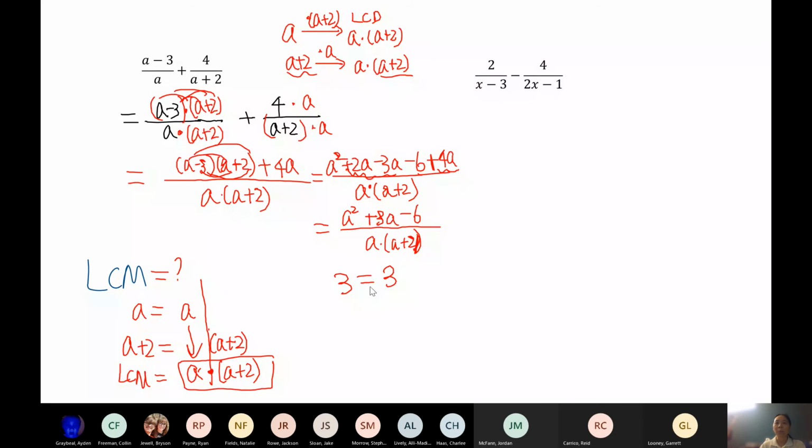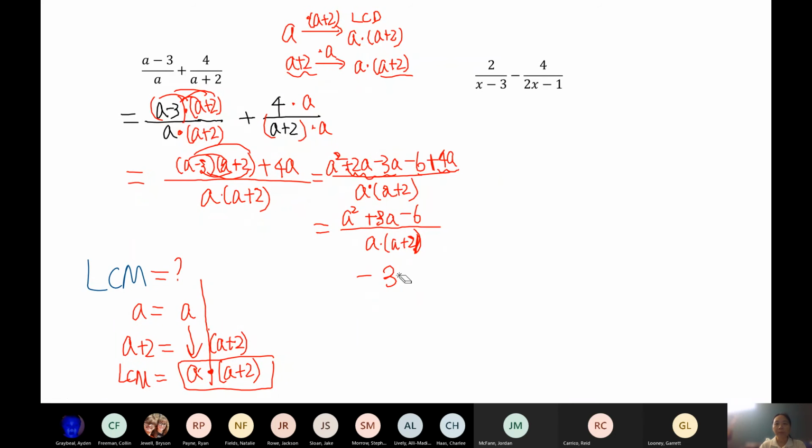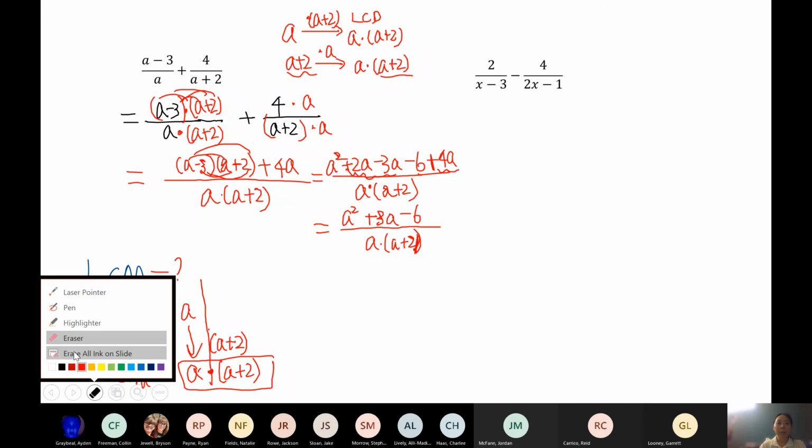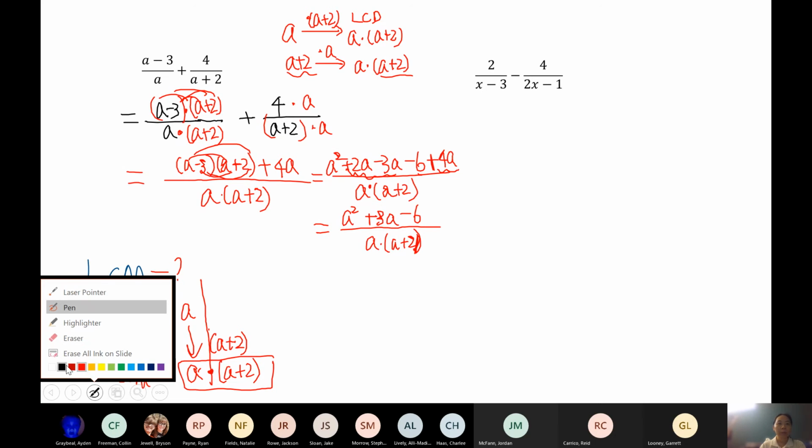If it is factorable, so maybe it is possible that you are able to factor the top as something times something, and you found the a plus 2 in the numerator, that a plus 2 can cancel a plus 2 in the bottom. But in this case, you can take a quick try, and this is not going to factor. So if you cannot factor that, you won't be able to reduce this any further. So that would be the final answer. Okay.